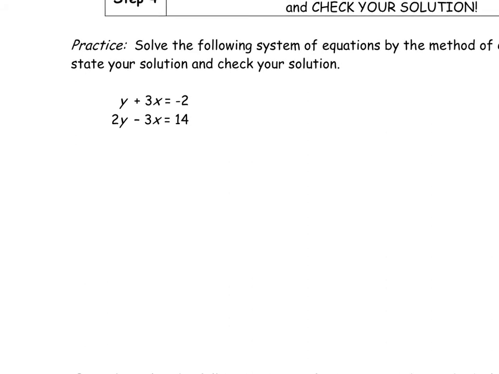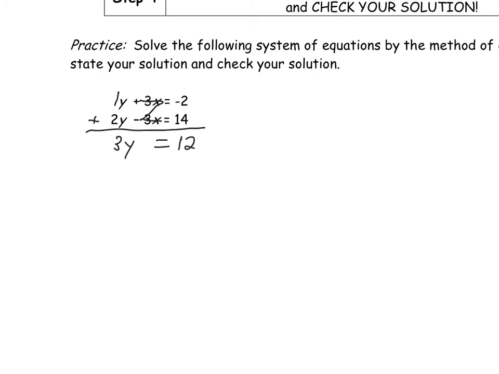So another example. So step 1, make sure they're lined up. They are. I notice that I have a positive 3x and a negative 3x, so I can add the two equations together. Remember, you're adding every piece of the equation, all the like terms. So the y's go together, the x's go together, and the constants go together. So I have 1y plus 2y gives me 3y. Positive 3x plus negative 3x is 0. And negative 2 plus 14 is positive 12. It's the same as 14 minus 2. Divide by 3. I get y equals 4.